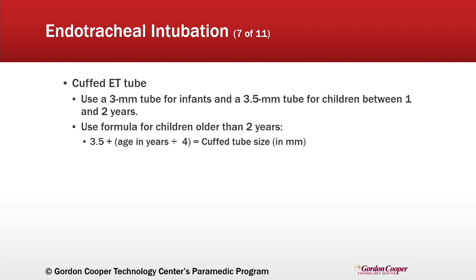For children older than 2, we're going to calculate that cuffed tube size. Remember, we're going to use a different calculation for cuffed versus uncuffed. For cuffed size, we're going to use 3.5 plus their age in years divided by 4. That's going to give us our cuffed tube size in millimeters. Always make sure that you've got available one tube size smaller and one tube size larger than expected ready, in case the airway is narrower or wider than predicted.